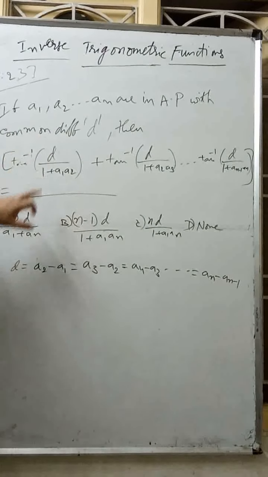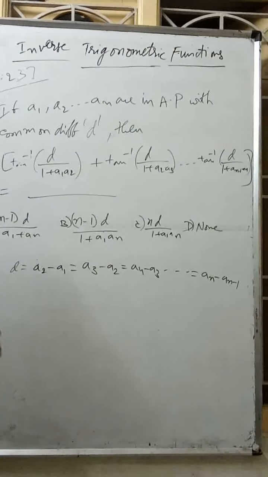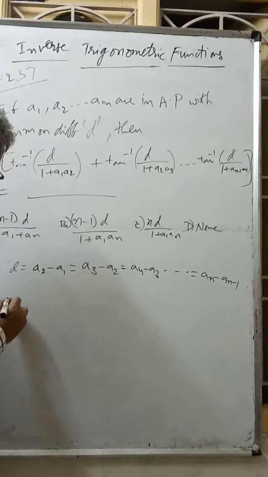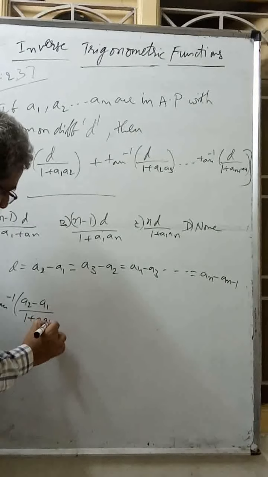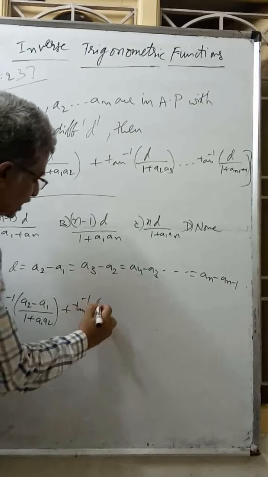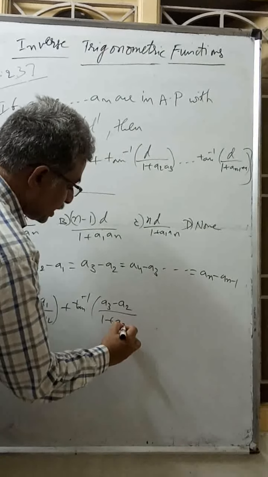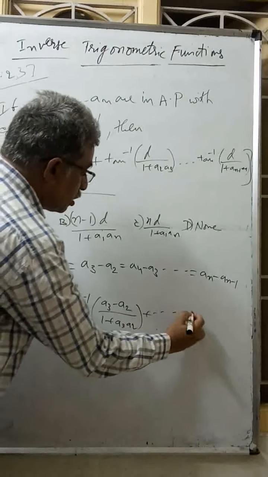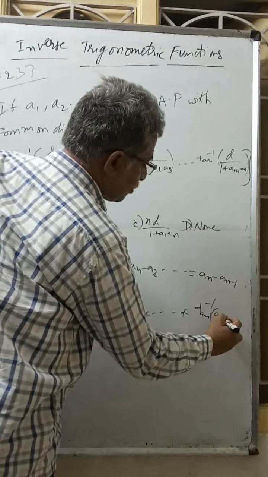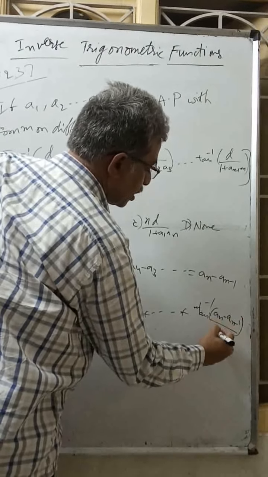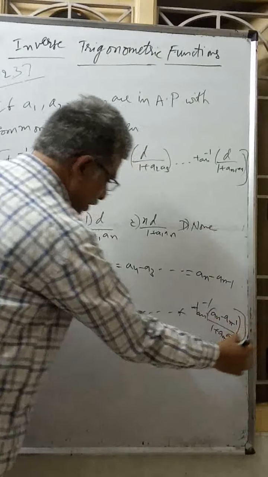So instead of d here I can write a2 minus a1. Instead of this d I can write a3 minus a2, and so on. So what happens within the bracket first? Tan inverse of (a2 minus a1) by (1 plus a1 a2), plus tan inverse of (a3 minus a2) by (1 plus a3 a2), and so on, up to tan inverse of (an minus a(n minus 1)) by (1 plus a(n minus 1) into an), whole of tan of this is asked.